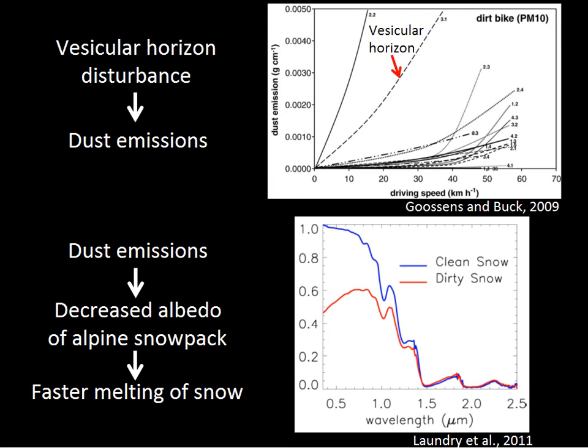And dust emissions from desert soils can have wide-reaching ecological impacts. This is a study linking dust emissions from desert soils to the snowpack in surrounding mountain ranges. So what they found in this study is that when the snowpack becomes coated in dust, which is what we see with the red line, compared to clean snow that doesn't have dust on it, there's a decrease in the albedo of the snow. This means that more light is absorbed and less light is reflected, and this leads to faster melting of the snow.